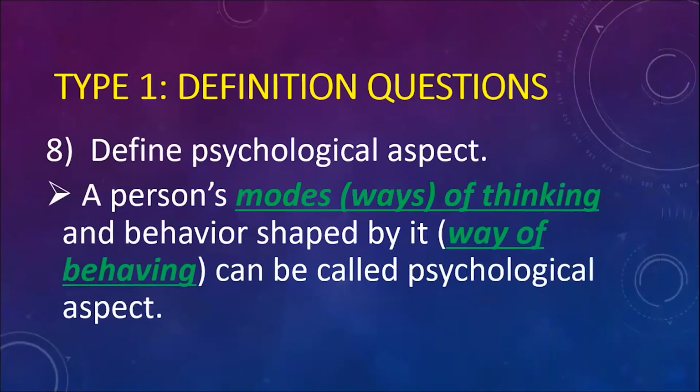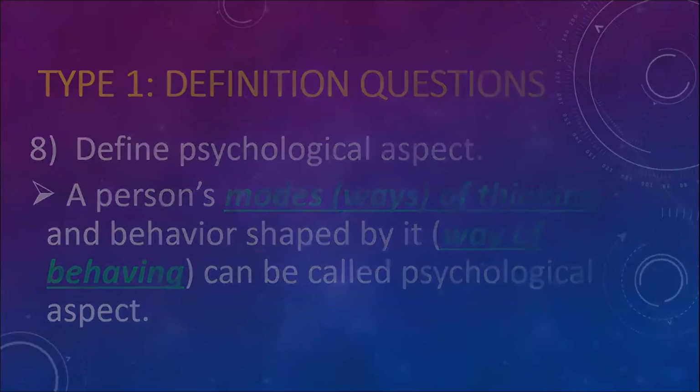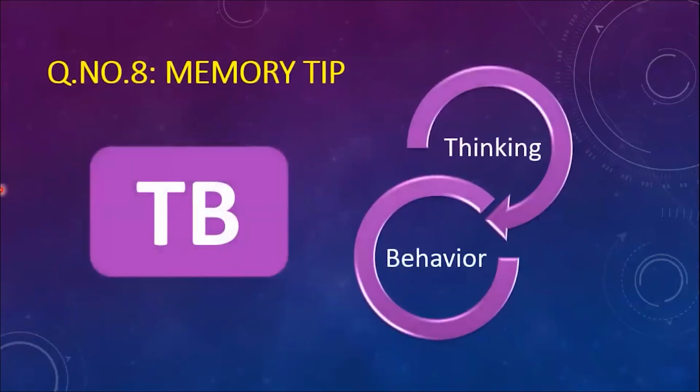Let's go to 8th number. Define psychological aspect. So you can say a person's mode of thinking, or way of thinking, and behavior shaped by it, or way of behaving, can be called psychological aspect. So how a person thinks and how a person behaves can be under psychological aspect. You have to remember two things. Let's go to the shortcut memory tip. Okay, you can remember TB. T means thinking, B means behavior. Look here. So what type of thinking you have, according to that your behavior is shaped.